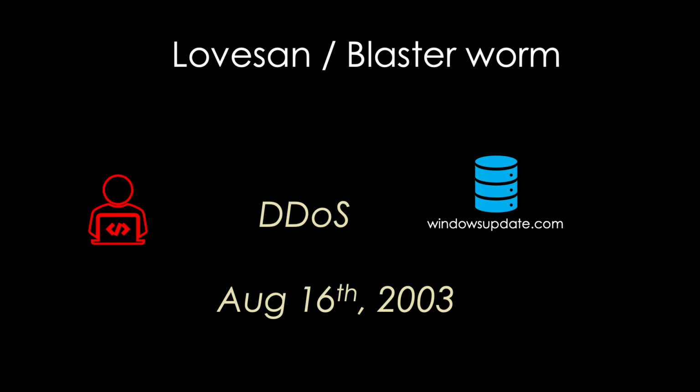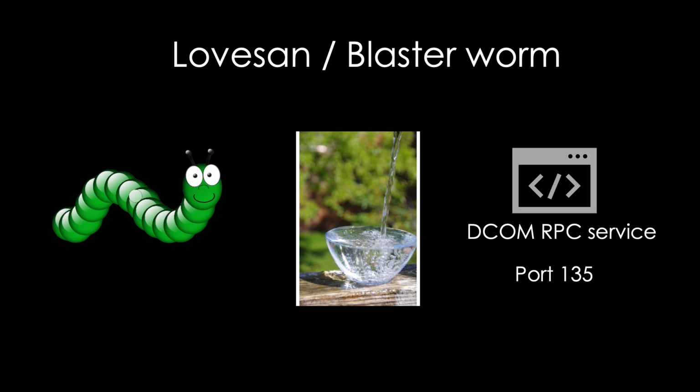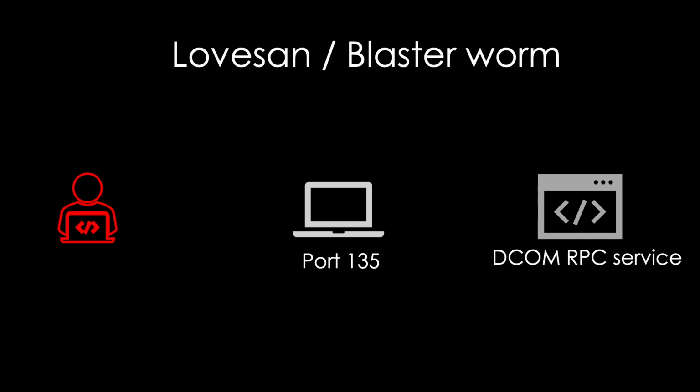And I'll show you quickly how they did this. The Lovesan or Blaster worm used a buffer overflow vulnerability in the DCOM RPC service. And this service, RPC, Remote Procedure Call, listened on port 135. So an attacker would scan a network and look for open ports. And if they found this open port 135, they would send a pre-designed packet, a payload, to this port.